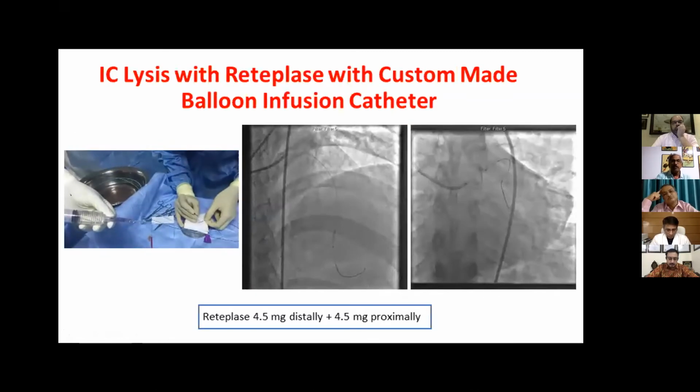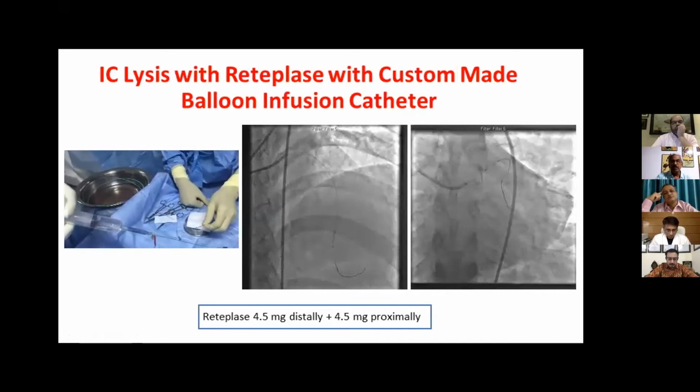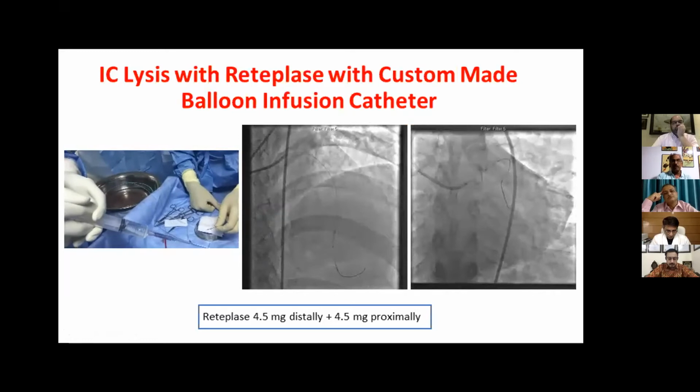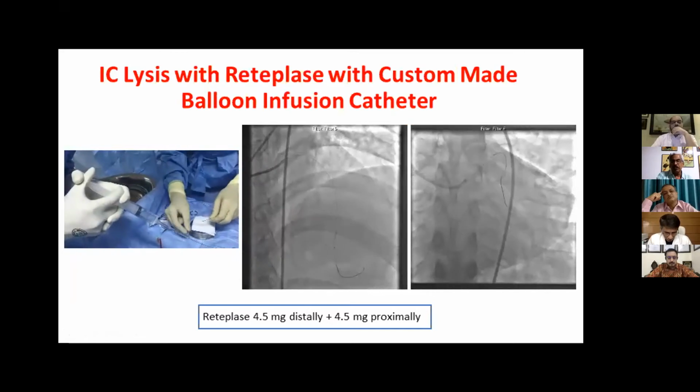So what we do now is we use a technique where we puncture the balloon and give reteplase distally and proximally with a puncture balloon. We don't have a KLA. So it's a custom-made balloon infusion catheter, through which we inject reteplase into the coronaries.